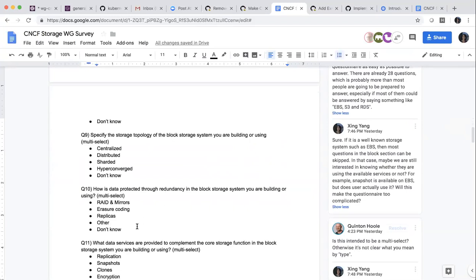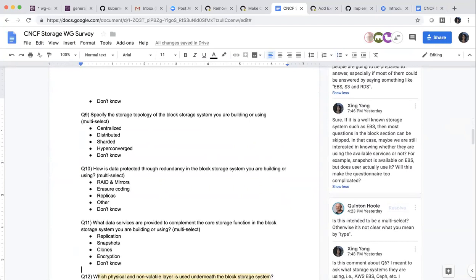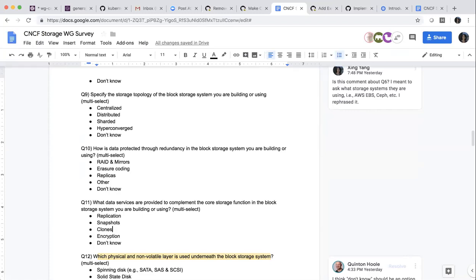I think question 10 and question 11 are interesting to understand, because we might end up having some use case scenario or some focus on, perhaps, snapshots or encryption or erasure coding or something. Those are probably worth asking because different systems can support multiple things generally.